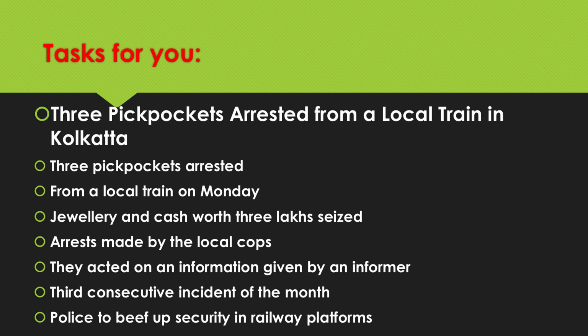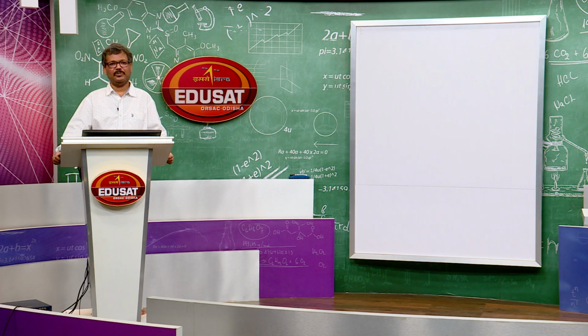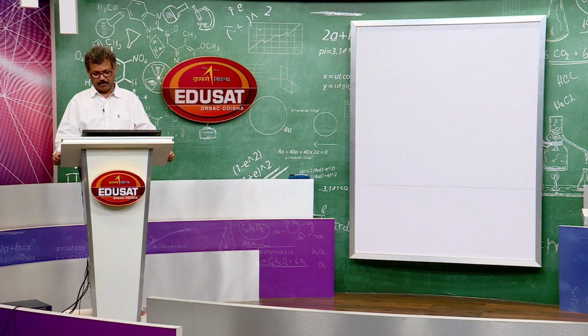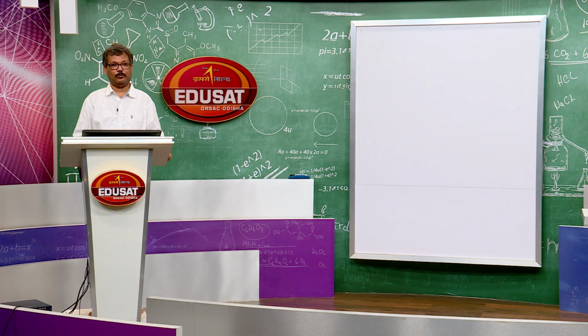So, I will write here: 3 pickpockets have been arrested while robbing people on a local train near Howrah in Calcutta. Jewellery and cash worth 3 lakhs have been seized by the police. The local cops, after receiving information from an informer, conducted the raid. These people were mostly migrant workers from the neighboring district who normally act as coolies on the railway platform. So, sometimes they also rob people. Now, this has become the third consecutive incident of the month and has caused much headache to the police. After sharp criticism from the people, police is likely to beef up security in the railway platforms. So, this is how I have expanded the outlines of a newspaper report to a complete newspaper report.